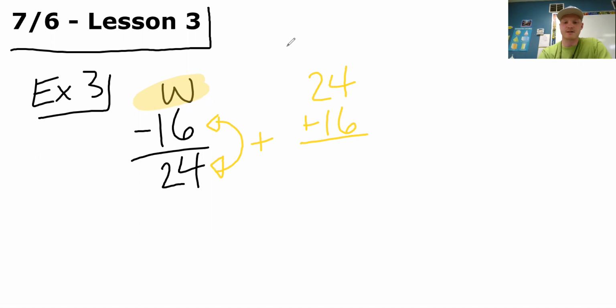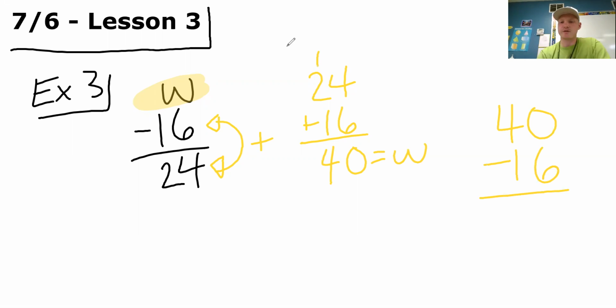So 4 plus 6, that's going to give me 10. Now I have 1 plus 2 plus 1, and that's going to give me 4. So 40 equals w. So let's check to make sure that's a true statement. I'm going to plug 40 in for w. So 40 minus 16, and we're going to hope that's 24. If it's 24, we got the right answer.